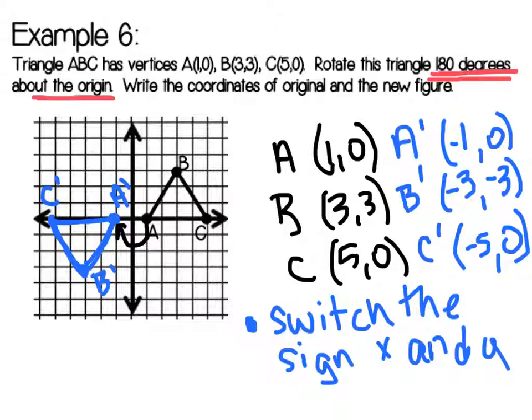Alright, make sure you have this ready for class on Thursday. We're going to be working on some rotations around the coordinate plane, and then we're going to move next week into dilation. So we are almost done with 2 weeks left to go.